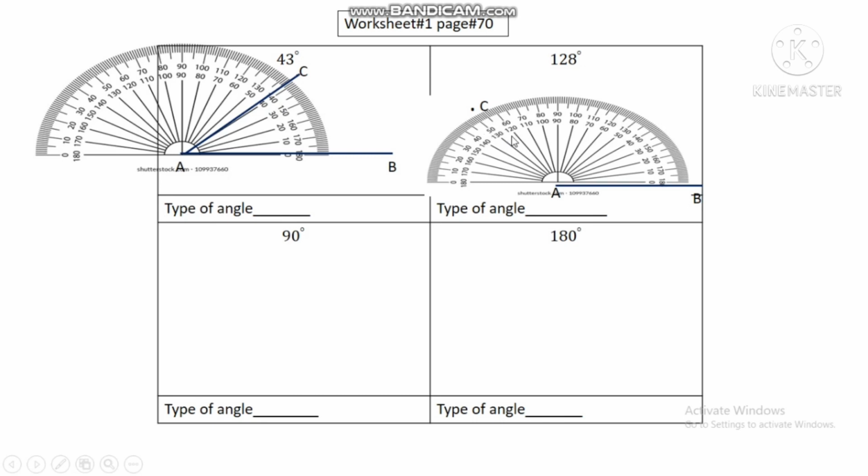Okay students, remember that you have to measure the angle by using the inner scale, not the outer scale. If you read the outer scale, then your angle is on the right side, but here the angle is on the left hand side, so we use the inner scale. So here we join the line which passes through point A to C. This is the angle of 128 degrees. Two angles remain, 90 degrees and 180 degrees, which you do yourself.